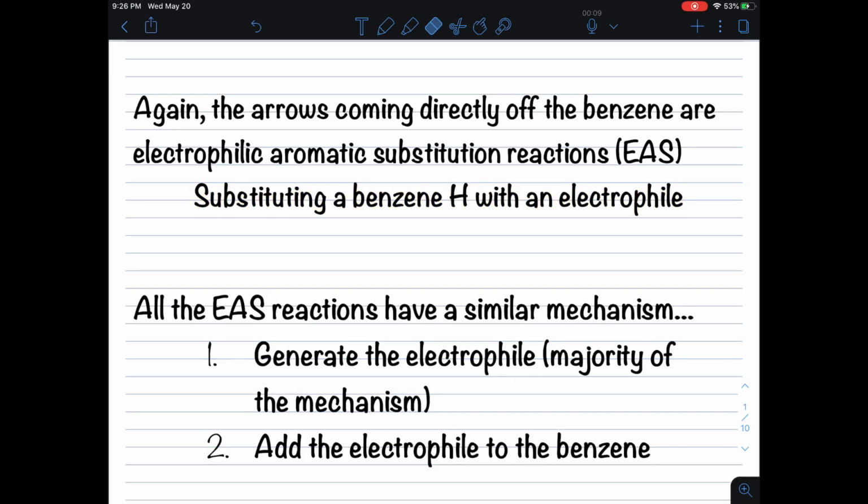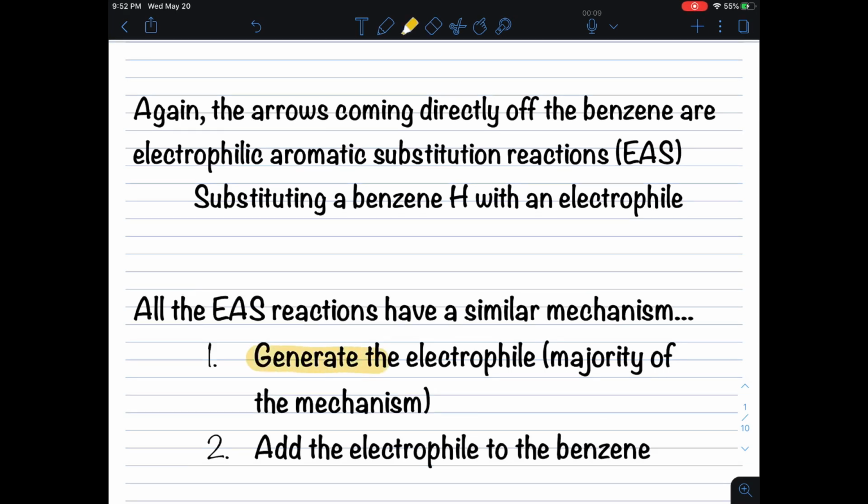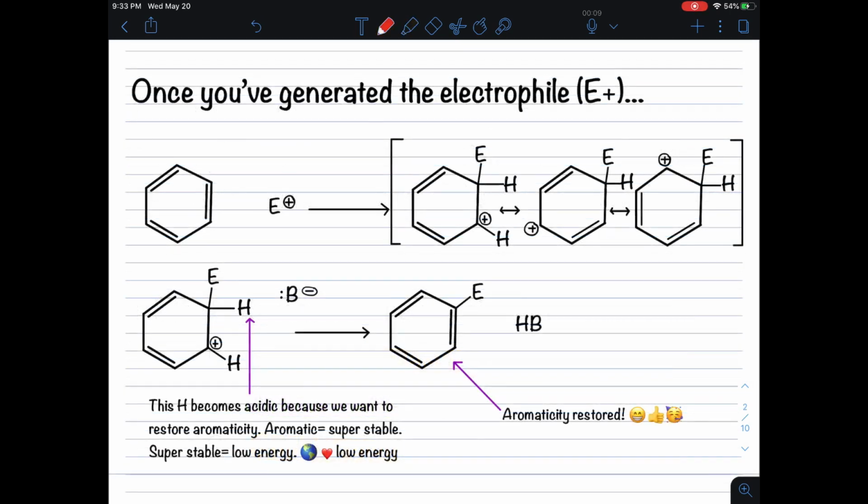Now, there's 4 EAS reactions you're going to encounter, but thankfully, they all have a very similar mechanism, which means less work for you. And basically how it works is that we are going to first generate an electrophile, and this is what takes up the majority of the mechanism, and it's what is different across the 4 EAS reactions. But once we've generated the electrophile, benzene with its electron-rich double bonds is going to attack the electrophile and add it to itself in place of a hydrogen.